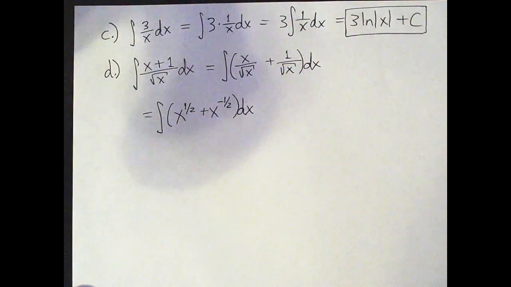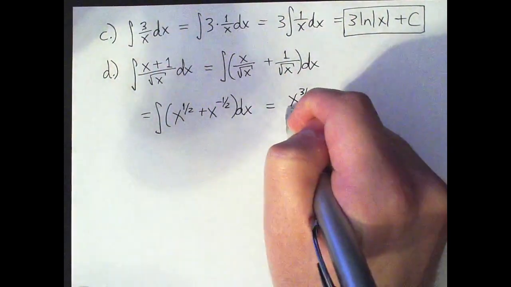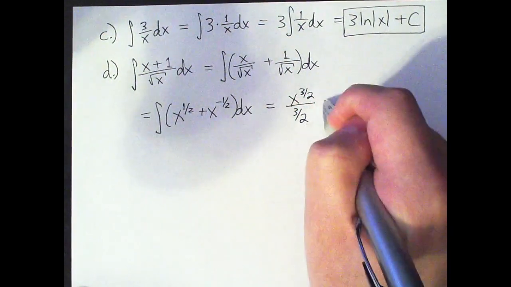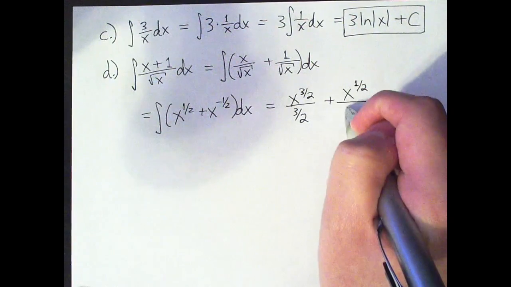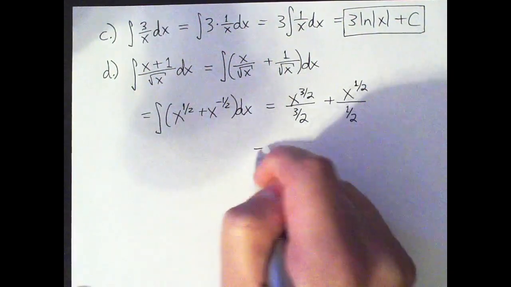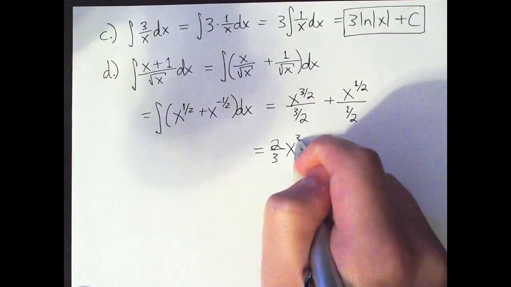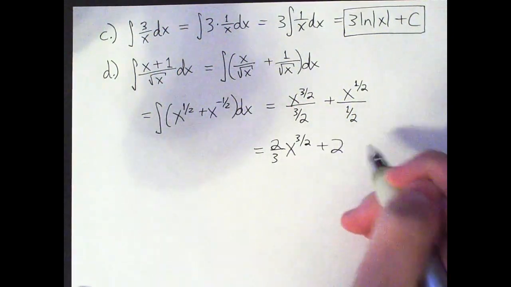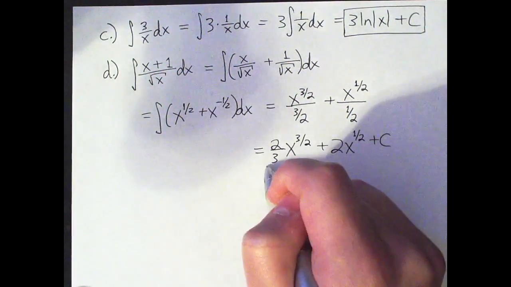So I think this is going to be the best way to do this one. So I get x to the 3/2 over 3/2. I know what we're going to do about that. And then x to the 1/2 over 1/2. I know what we're going to do about that. I'm going to rewrite this as 2/3 x to the 3/2 plus 2 x to the 1/2 plus c.